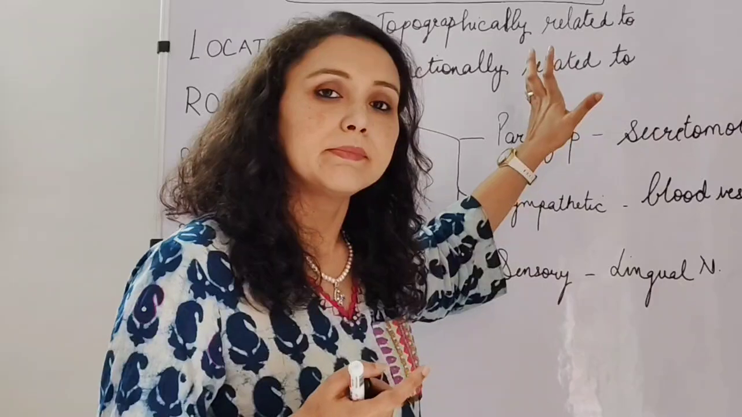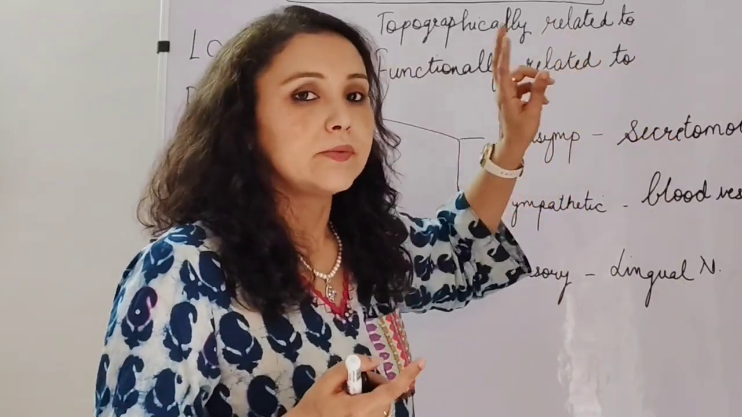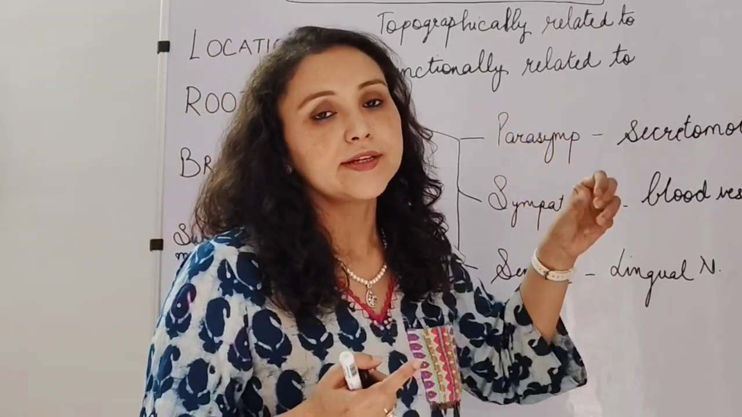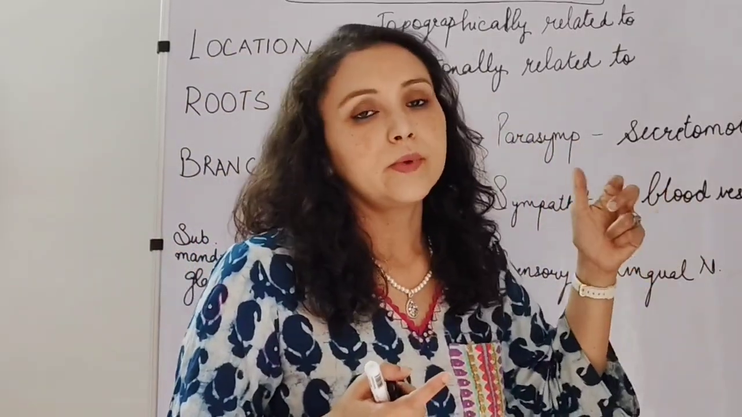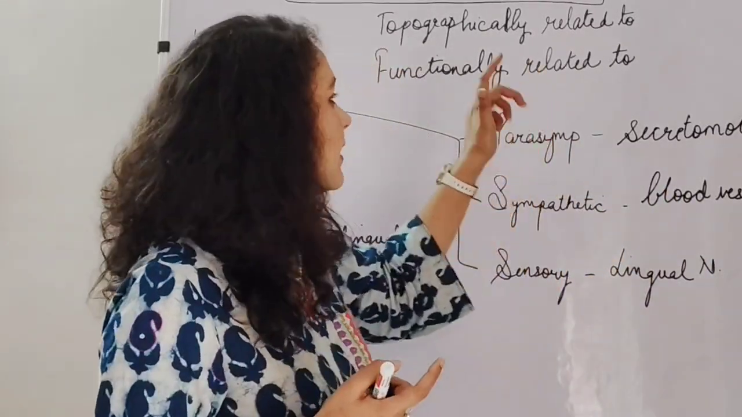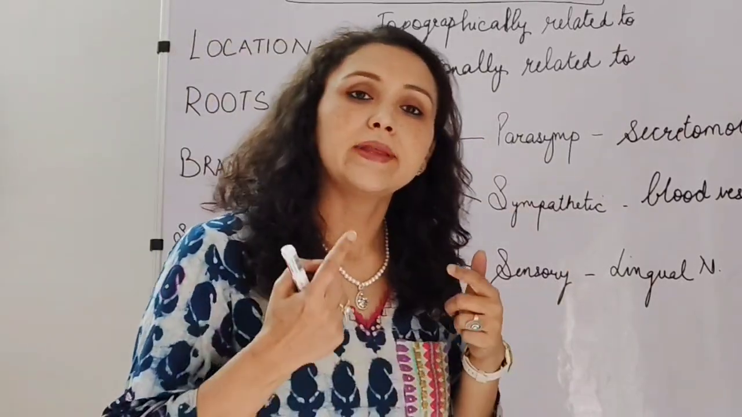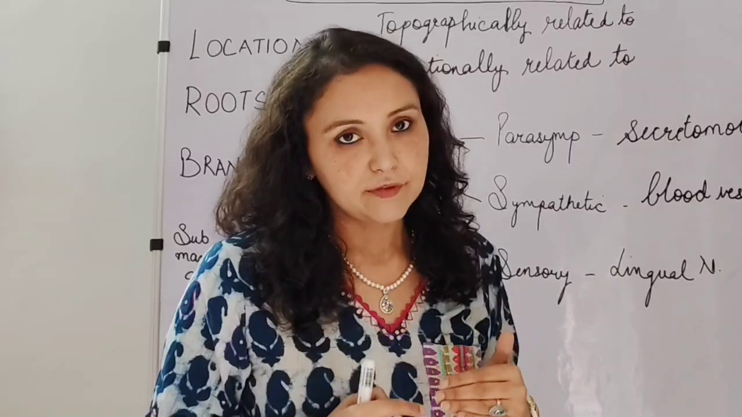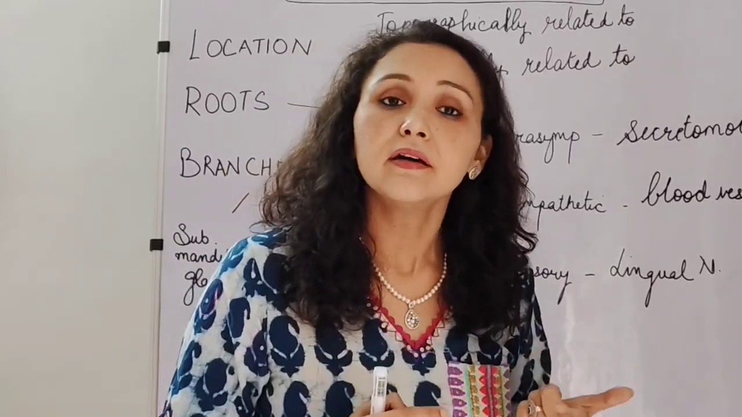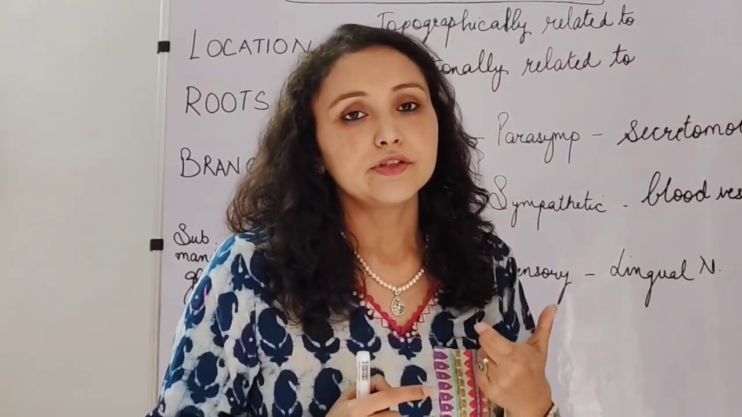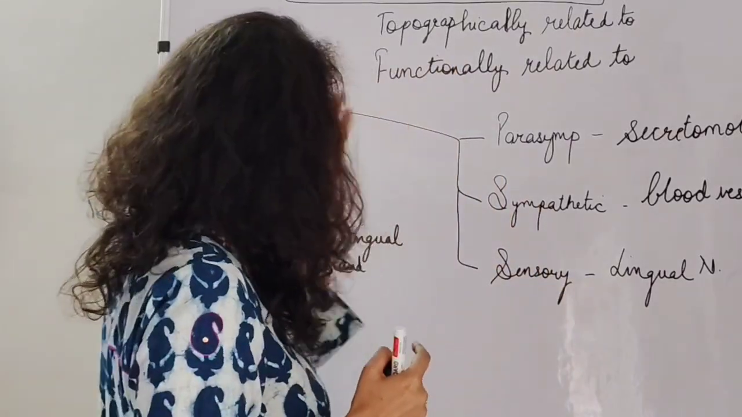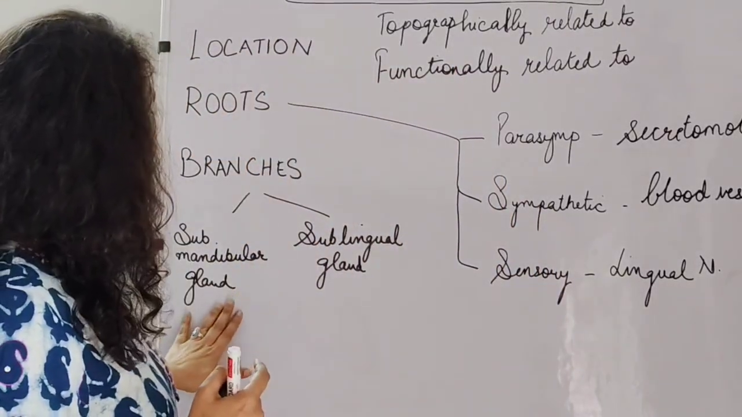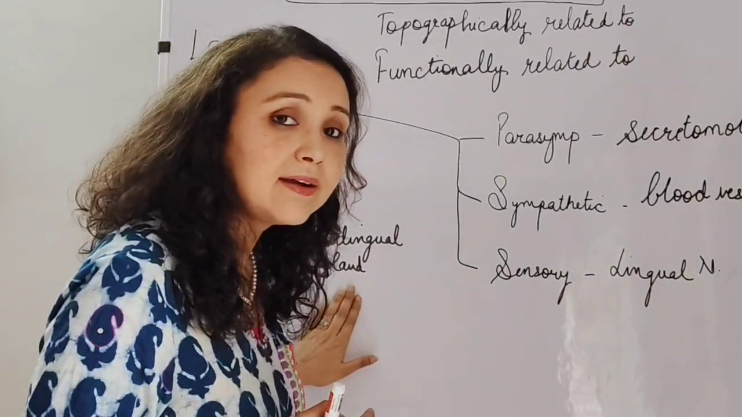All of you know that chorda tympani nerve is a branch of facial nerve. So we have to learn these two things: topographically, according to its location, it is related to the lingual nerve from which it is suspended by two roots, and functionally it is related to that nerve which will be carrying its preganglionic parasympathetic fibers, and that nerve is the chorda tympani branch of the facial nerve. Moving ahead, we have branches as already discussed. It will be supplying the submandibular gland and sublingual gland.